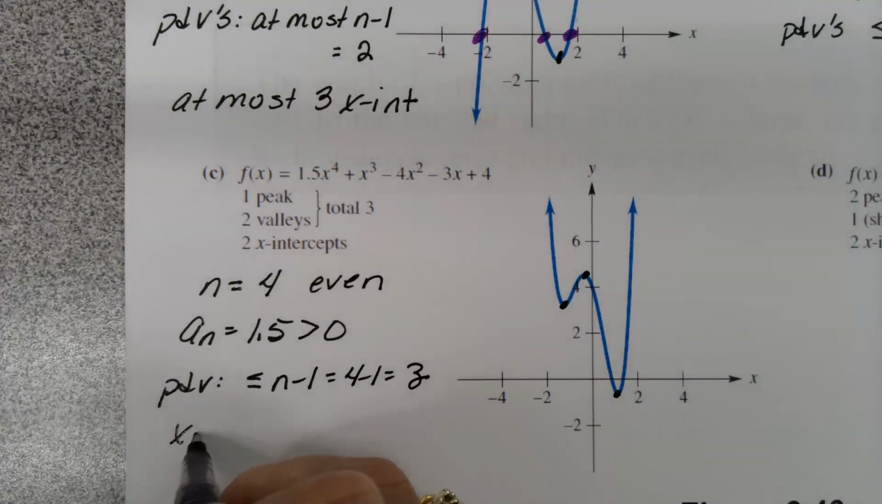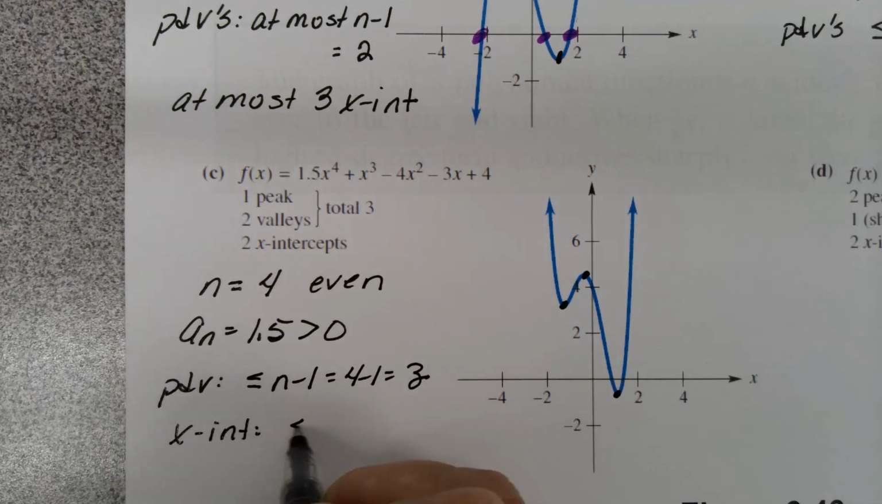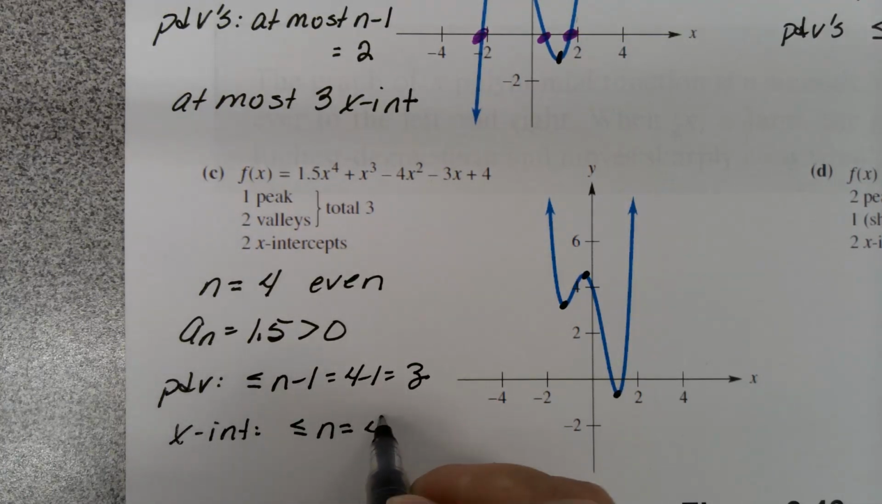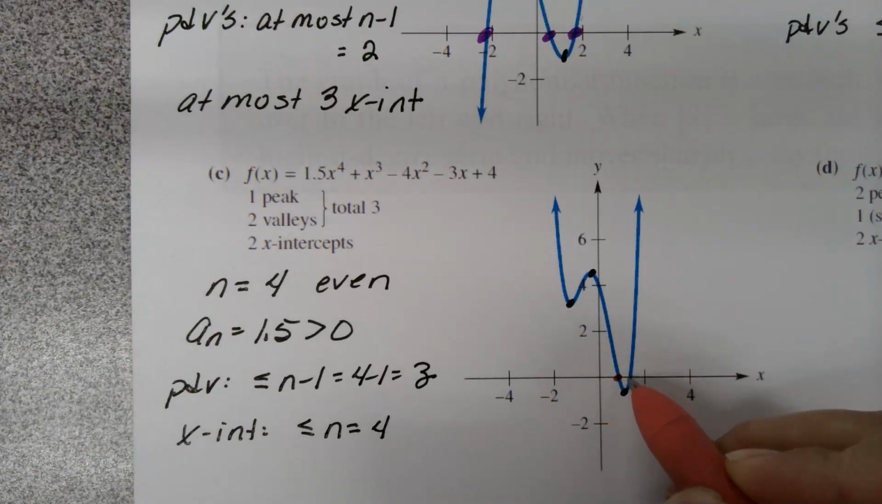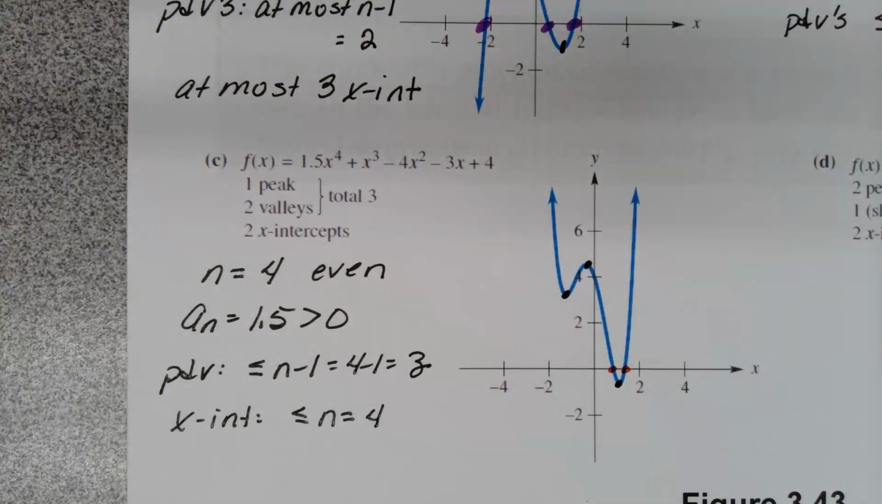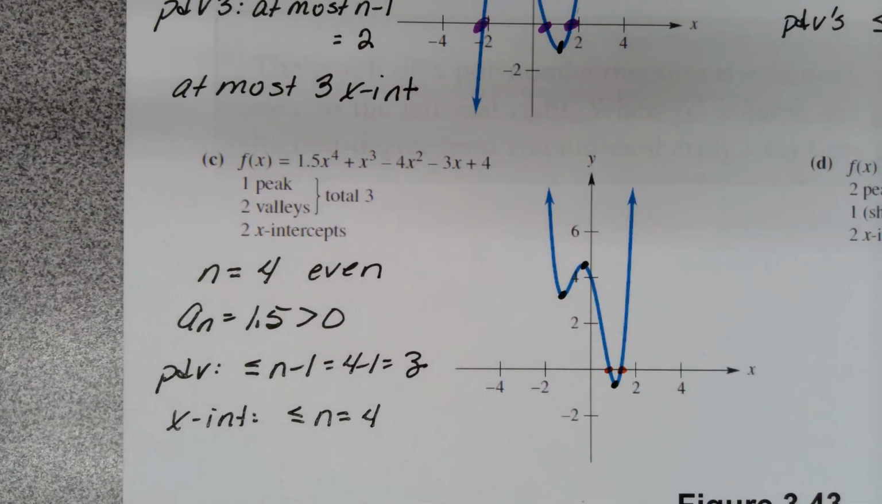And as far as my x-intercepts, this will be less than or equal to n, which is 4. And this one's the one that's different. Remember, it can be less than or equal to 4, so 2 counts, because it could be 4 or 3 or 2 or 1 or 0. So that one's an okay graph.